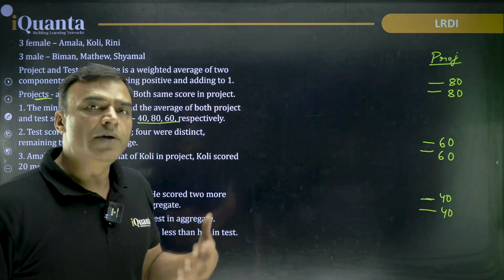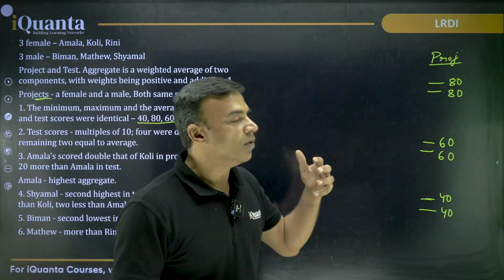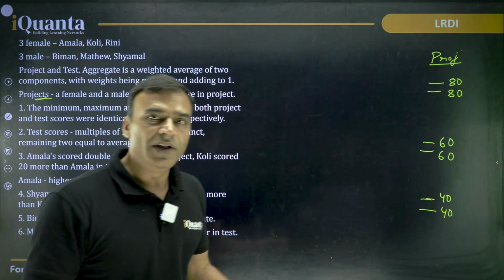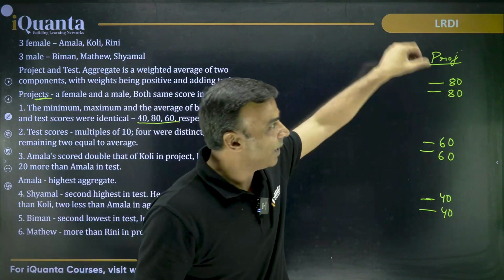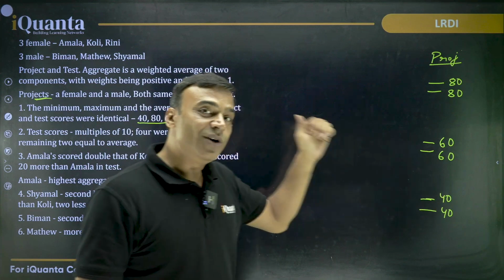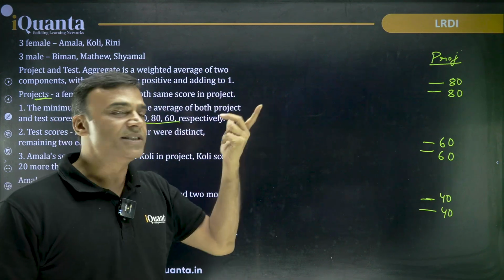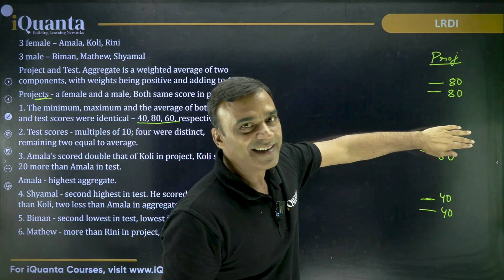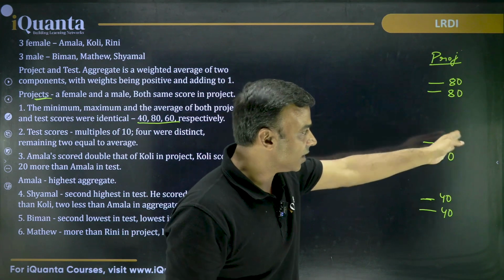You see, when do I say that the maximum score is 80? Only when somebody has scored it. When do I say minimum score is 40? Only when somebody has scored it. So one group has to score 80, one group has to score 40. Right? And in the question it is given the average is 60. If it was not given, we would have calculated it to be 60, right? The average is 60. That means the third group has no other option.